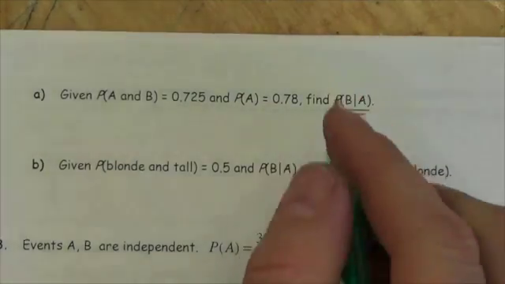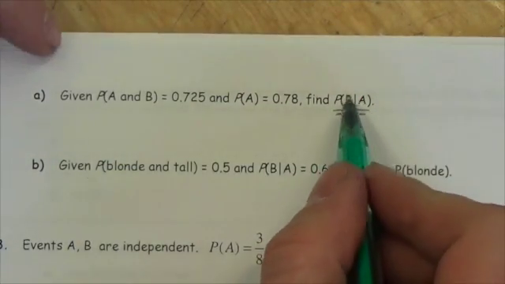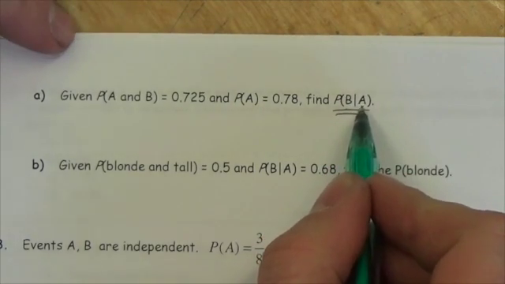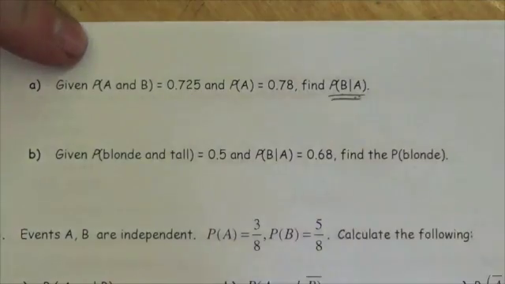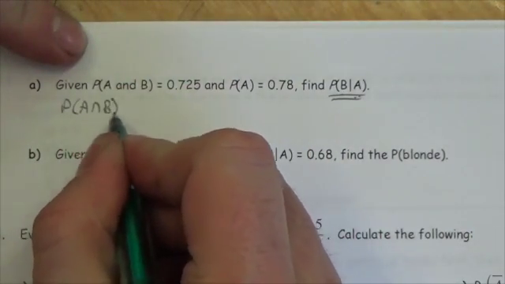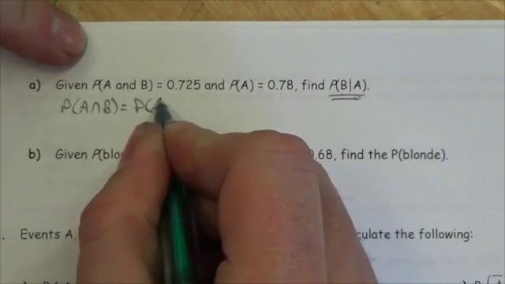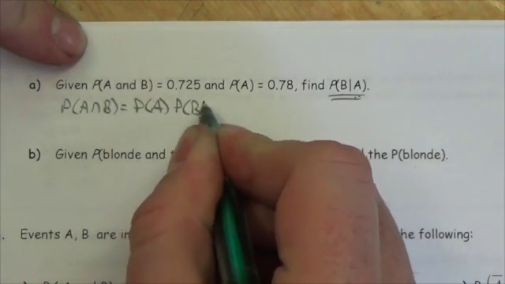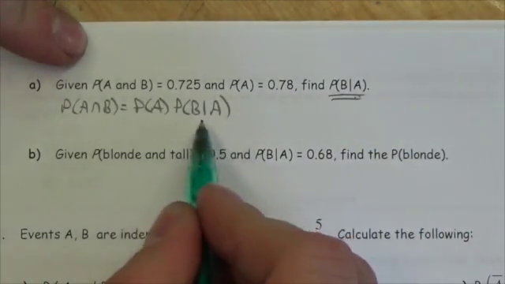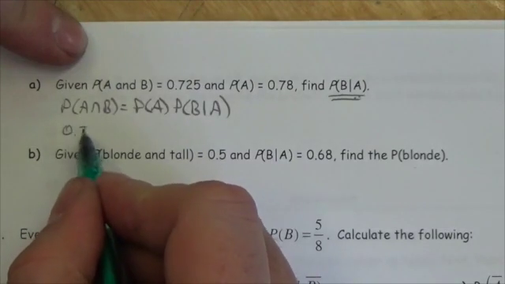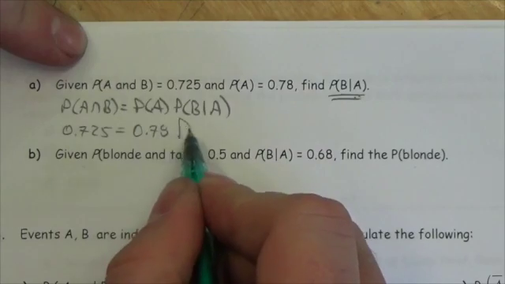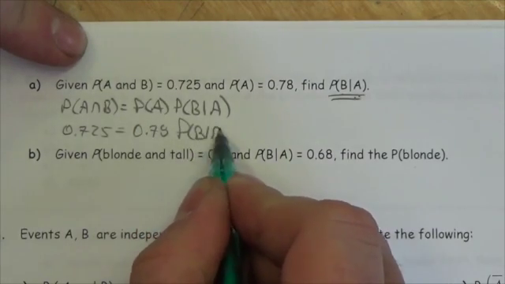By conditional probability, what we're referring to here is that we're looking for the probability that B happens given the condition that A has already occurred. Now, think back to dependence. The probability that A and B occur is the probability that A occurs multiplied by the probability that B occurs given that A has already occurred. So this is the part that we're looking for. So I know that 0.725 is going to equal 0.78 multiplied by the probability that B occurs given that A has already occurred.